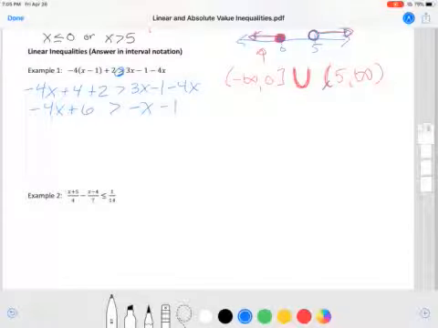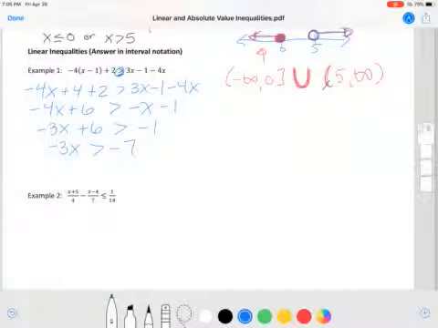Now, just like this was an equal sign, I want to get all my x's together on one side and all my constants on the other side. So I'm going to add x to both sides. That would give me a -3x plus 6 is greater than -1. So I added an x to both sides. Now I'm going to subtract a 6 from both sides. And that's going to give me a -7 on the right.